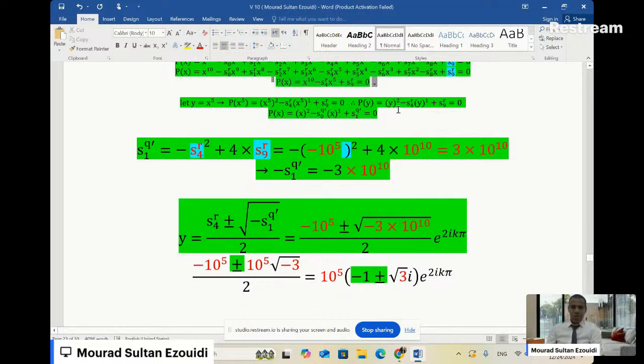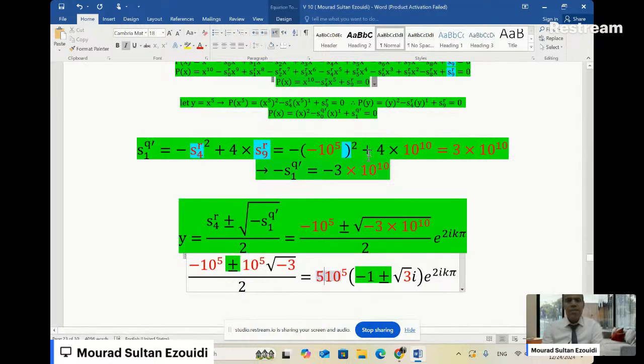Okay, so y is equal to negative of negative 4, which is positive, plus the root of negative 3 times 10 raised to the power 10, all divided by 2. You see, the root of 10 raised to the power 10, I will write as 10 raised to the power 5, times negative 3, of course raised to the power half, all divided by 2.